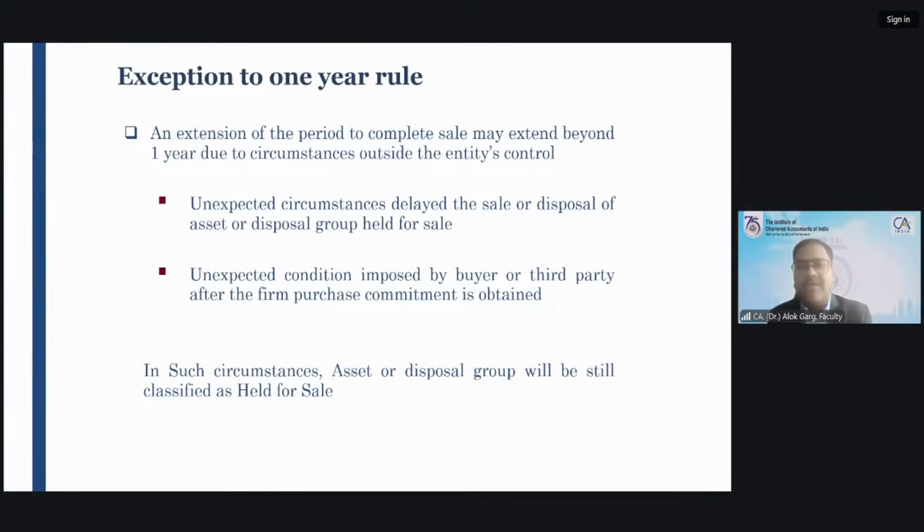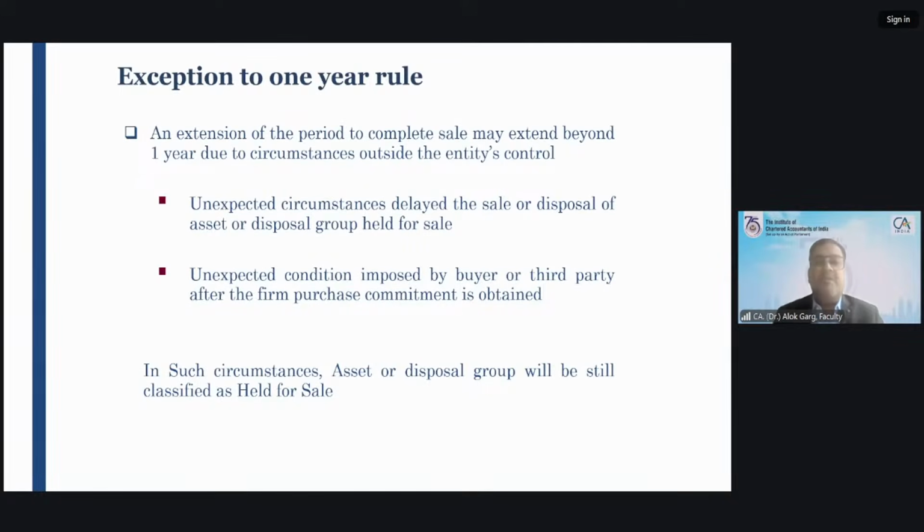Exception number one, if the delay is due to circumstances outside the entity's control, which is regulatory reason, natural calamities, COVID, etc. Number one. Number two, unexpected condition imposed by the buyer or a third party, but the condition is the binding agreement must have been signed. The binding agreement must have been signed. In such circumstances, the asset or disposal group will still be classified as held for sale.